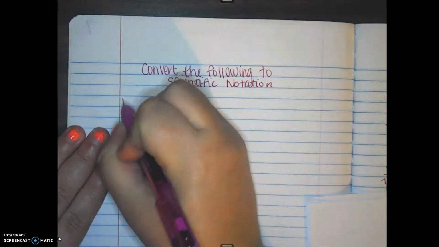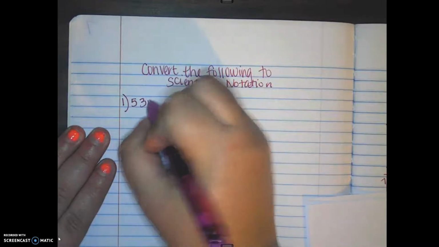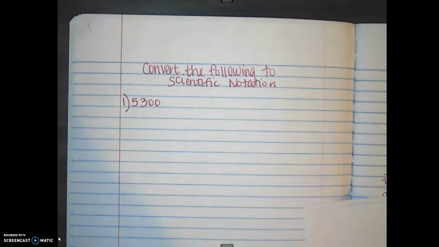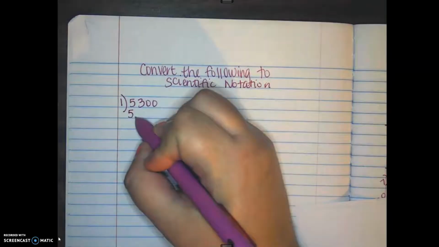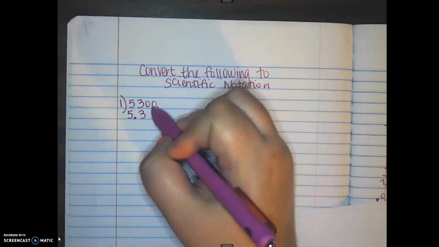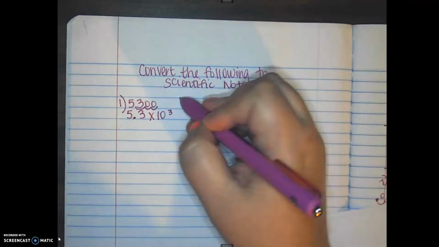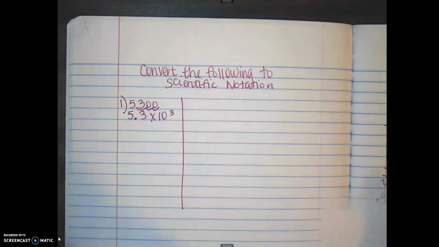All right, so we're going to start with number 1. And we have 5,300. Okay, so my first point is that I want a number and then a decimal. So I want a number and then that decimal. To get there, I went 1, 2, 3, so times 10 to the third, and that was a big number, so my exponent stays positive. Remember, big numbers stay positive.